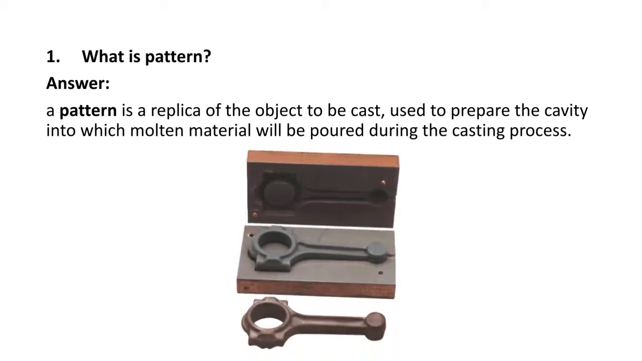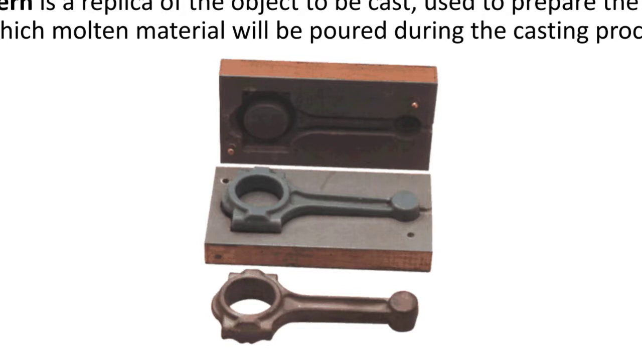The answer is, a pattern is a replica of the object to be cast, used to prepare the cavity into which the molten material will be poured during the casting process. So here you can see the pattern. This is nothing but the pattern. It is used to prepare the cavity inside the mold.